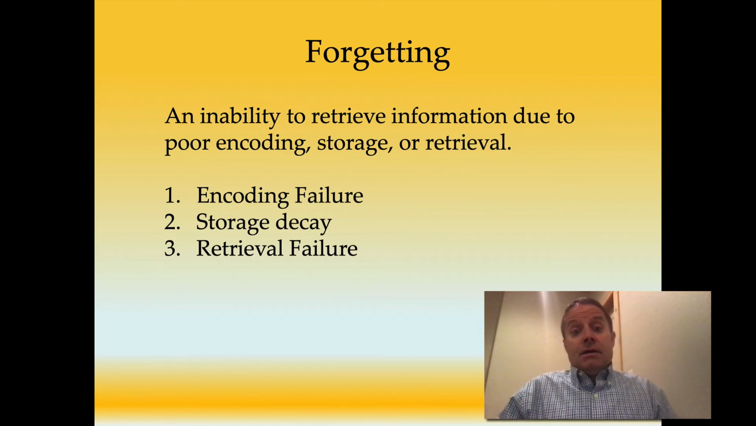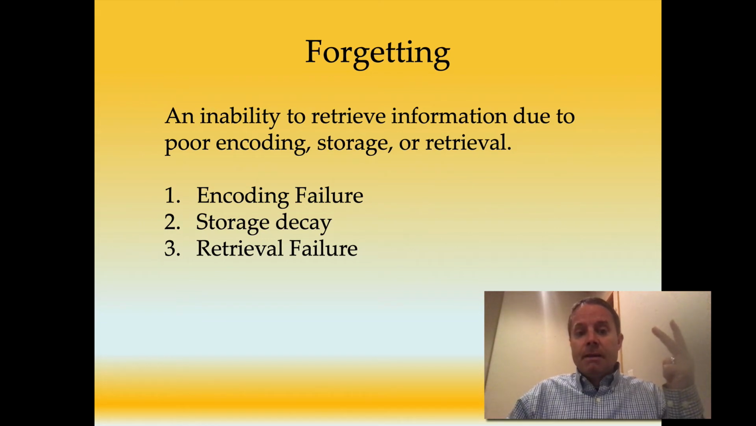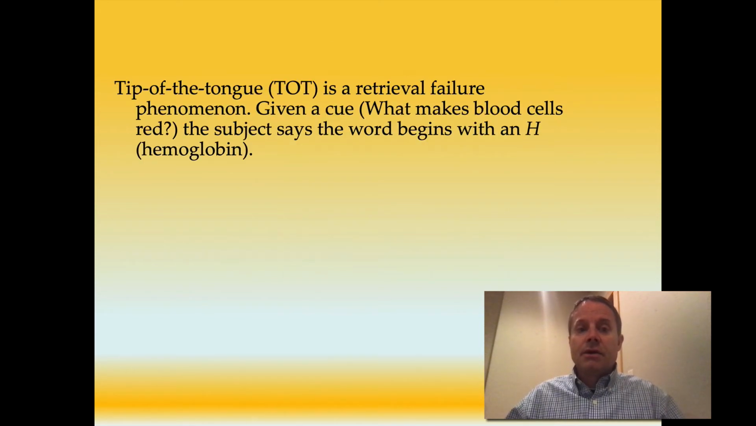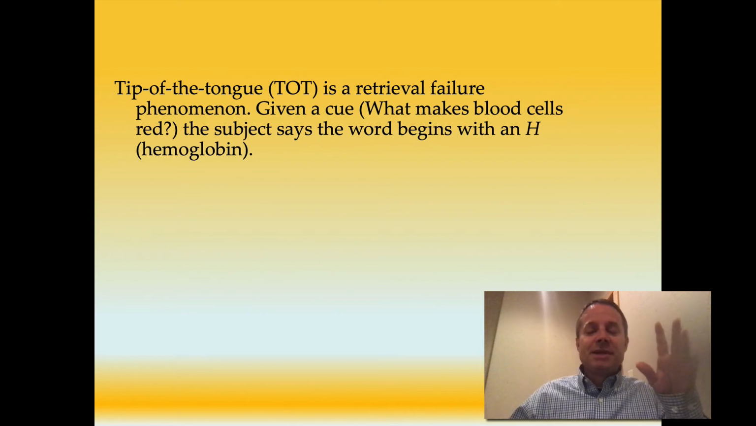With forgetting, there's a lot to know. There are three reasons we could forget: encoding failure, storage decay, or retrieval failure. Encoding failure and storage decay, I think, are self-explanatory, but let's dig into retrieval failure. There's a lot going on there. One phenomenon that could happen with retrieval failure is the tip of the tongue phenomenon, which is kind of a cool name, I think. We've all done this where we see somebody, we can't remember their name, and it's right on the tip of our tongue, we can't get it out.